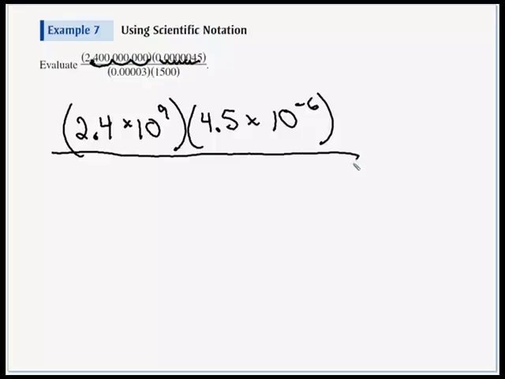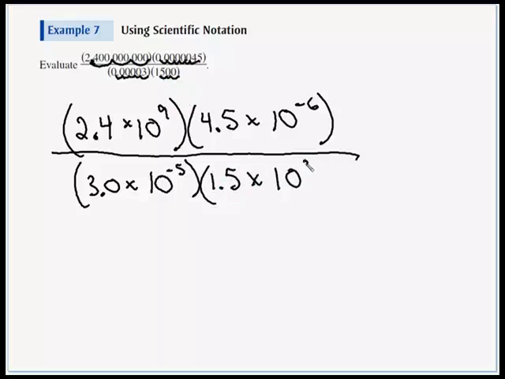And in the denominator, I have to move this decimal 1, 2, 3, 4, 5 spots. So that's 3.0 times 10 to the negative 5th power. And then 1500, move that decimal over 1, 2, 3 spots. 1.5 times 10 to the 3rd power.